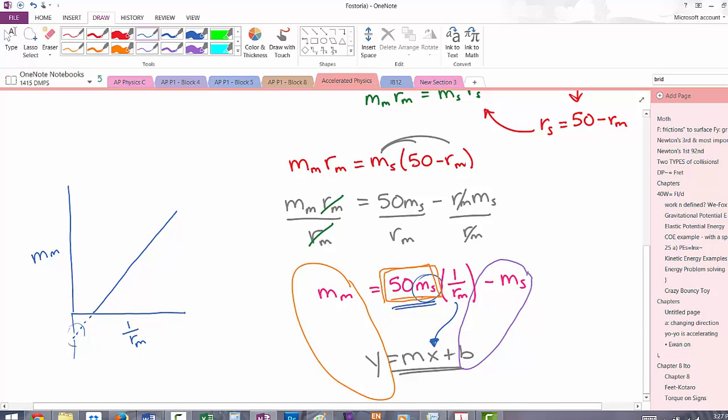Then go measure the mass of the meter stick, use a scale to find that, and then find a percent error.